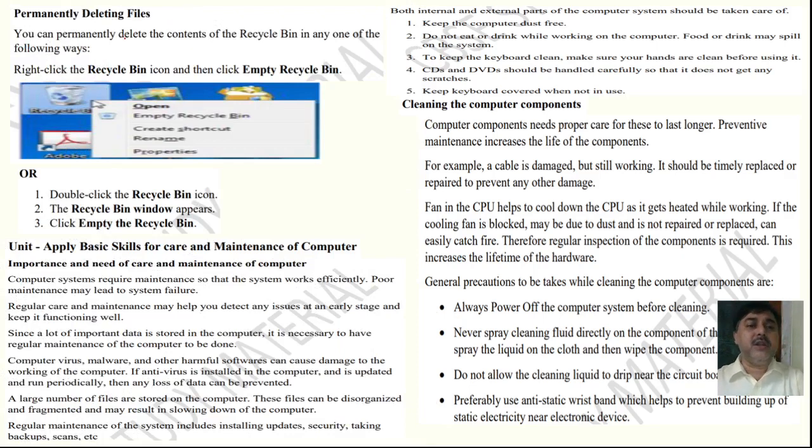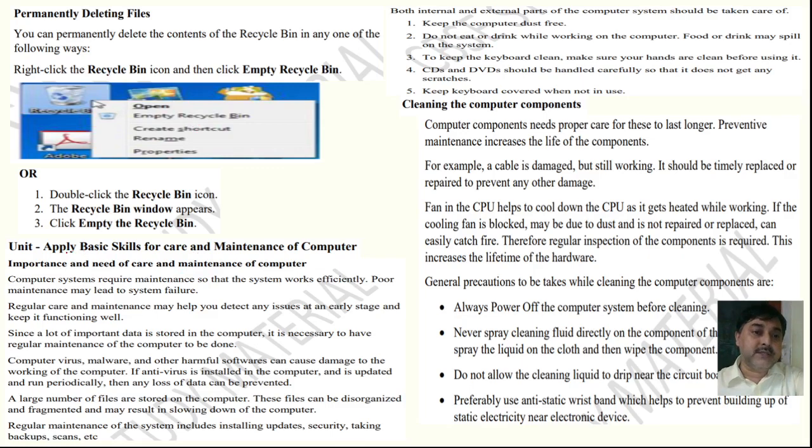Now permanently deleted: if you want to permanently delete a particular thing, you can permanently delete the particular files and folders that you want to delete. You can go to the recycle bin, and in the recycle bin there are different ways or patterns to open it, and you can clear that particular recycle bin.